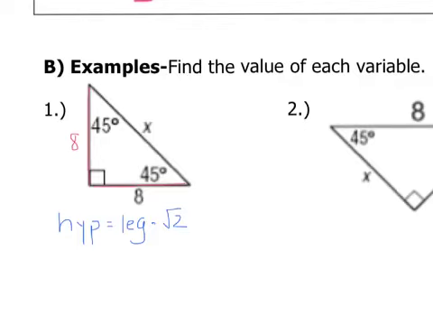Once you have that relationship written out, we're going to fill in what we know. The hypotenuse is the x, so we can fill that in. The length of the leg is 8. Fill that in, and then bring down times radical 2. Then from here, to solve for x, we just need to multiply those. That's just 8 radical 2.